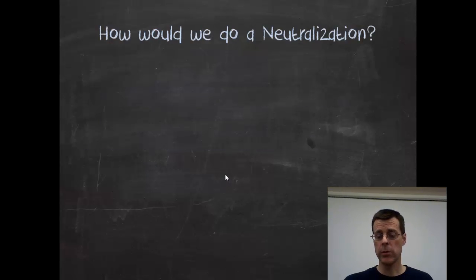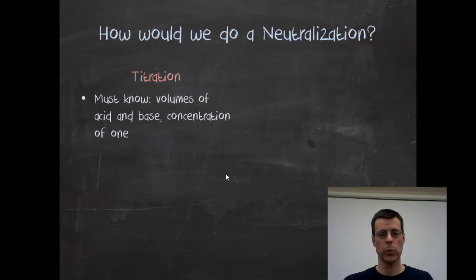To do a neutralization, and we're going to do several, we call it a titration. We'll set it up as a lab, we'll prep it as a lab, you'll learn the skills, but in order for us to do a titration, we're going to need to know volumes. Both volumes. Now those are things that we can measure, so that's pretty easy. And we'll need to know the concentration of one of them, either the acid or the base, and then we use that information to figure out the other.